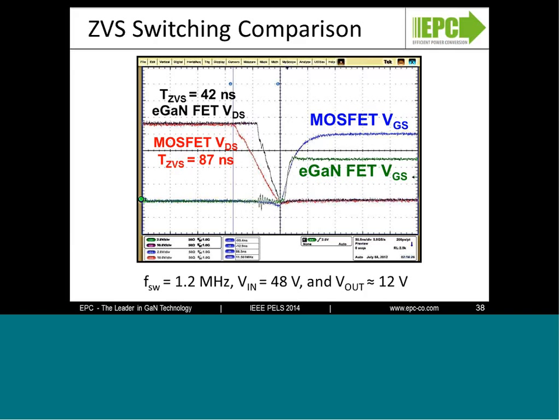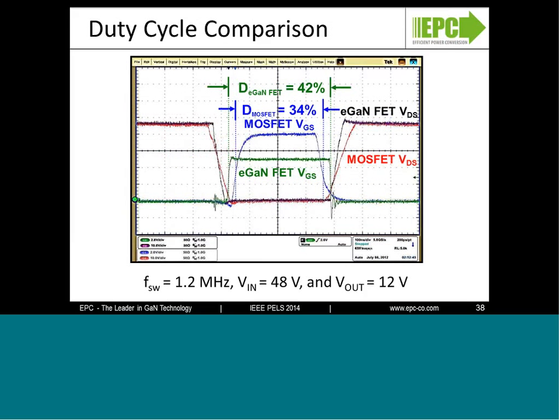What you can also see on the right-hand side is the gate drive images. You can see that the eGaN FET driven with a lower gate voltage can still transition much faster than the MOSFET. So that's going to give us, again, faster switching transitions, and it's also going to give us lower loss. When you put these advantages together in a high-frequency resonant converter, what it's going to give you is a longer power delivery period.